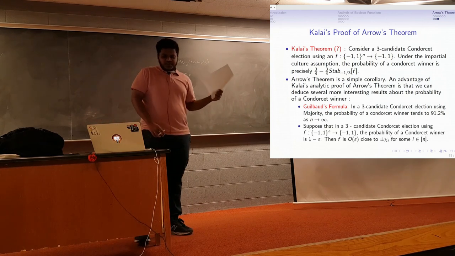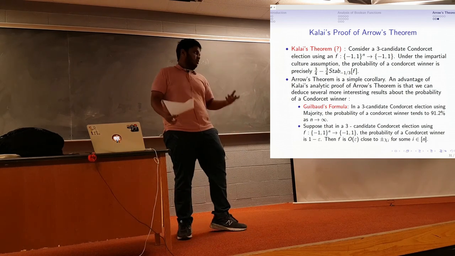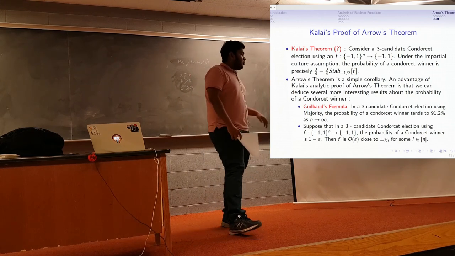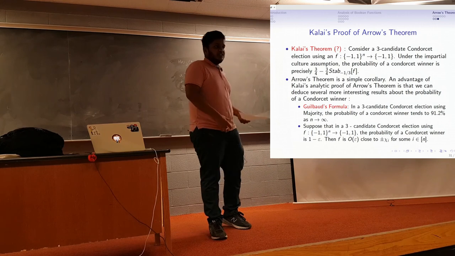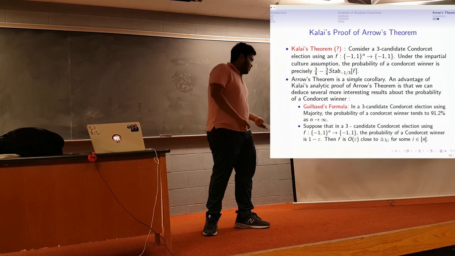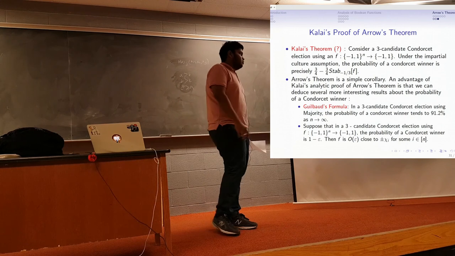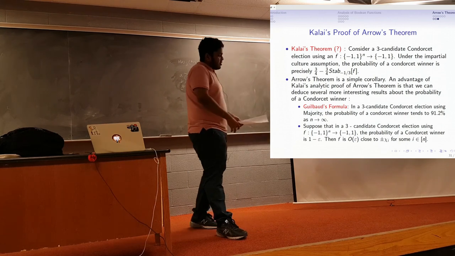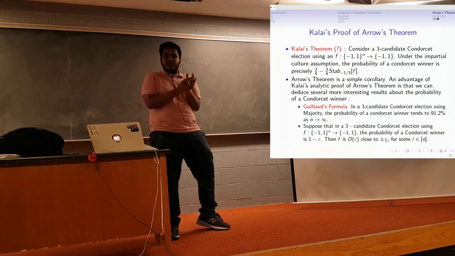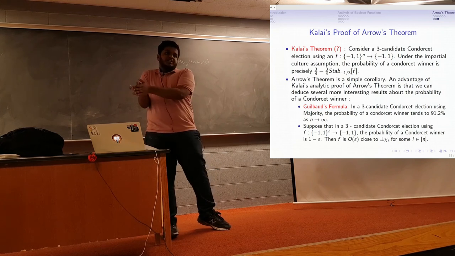And it also gives us this really striking theorem, which is kind of stronger than Arrow's theorem. It says that if you have a three-candidate Condorcet election with the function F, and the probability of a Condorcet winner is 1 minus epsilon, so if epsilon is small the probability is high, then you are O(epsilon) close to the dictatorship function. So what that means is the higher the probability of finding a Condorcet winner by a voting rule, the closer your function is to the dictatorship function.